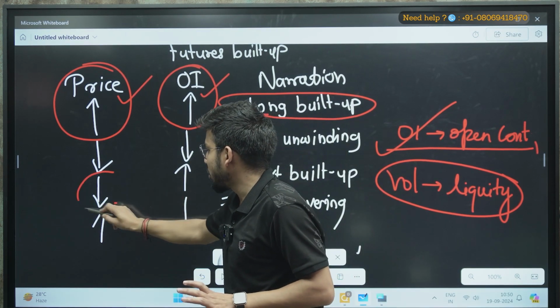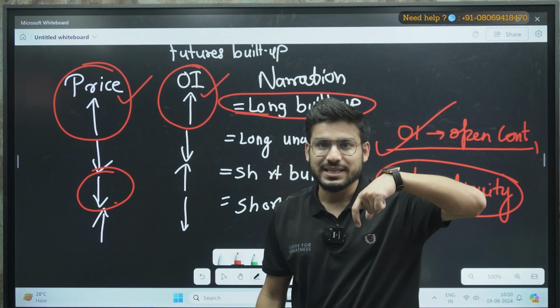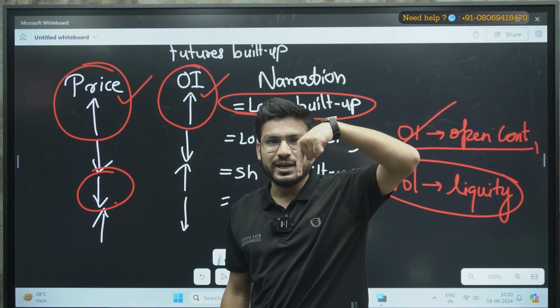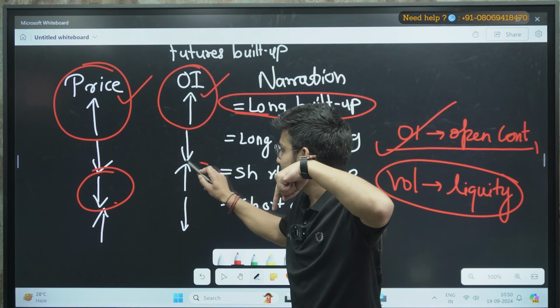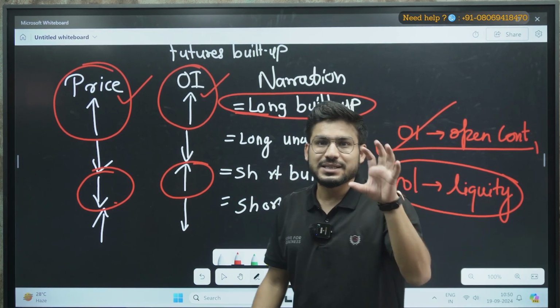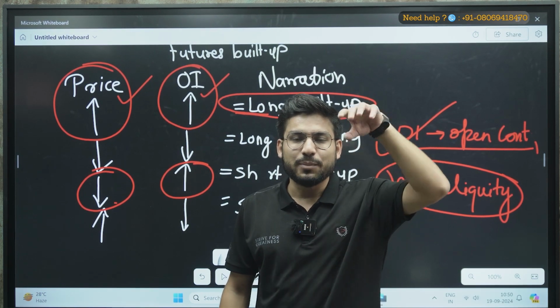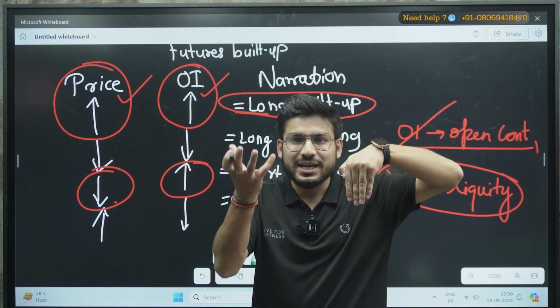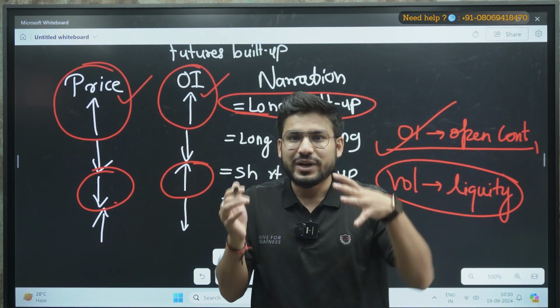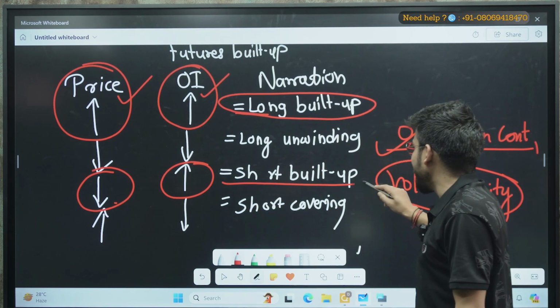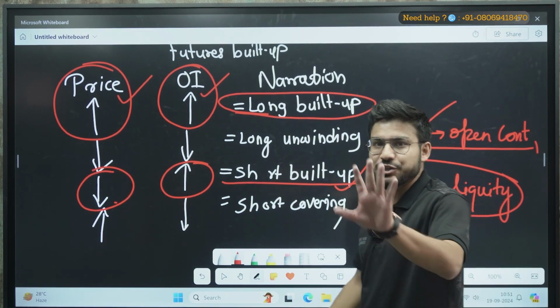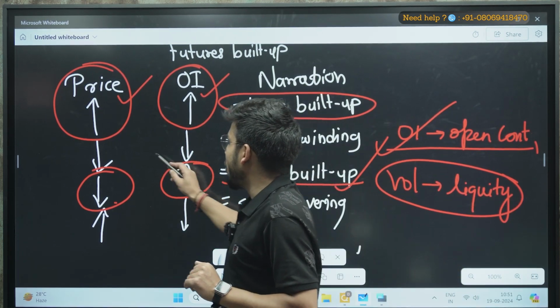I'll tell you this one, short build up. It means the price is decreasing, so the sellers are responsible for that, and at the same time their contracts are also increasing. It means the sellers who are responsible for the price to go down, their contracts are increasing in number. So that is a short build up and the market will continue to move in the negative direction, right?